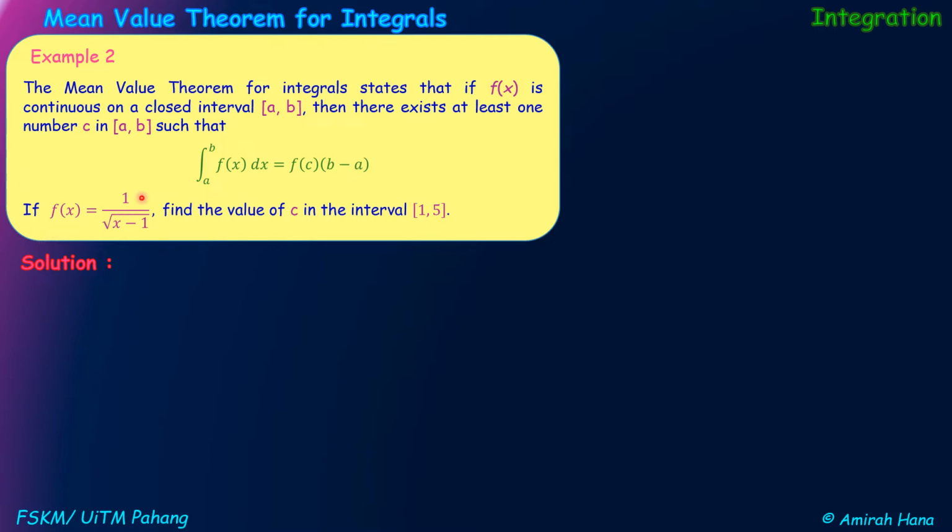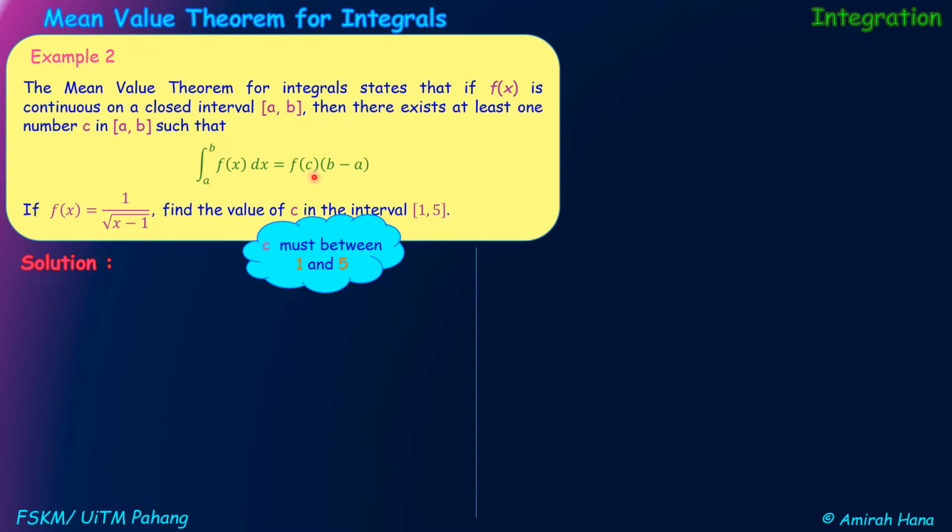If f(x) equals 1 over the square root of x minus 1, find the value of c in the interval [1, 5]. This is the given question. To check whether the value of c is correct or wrong, c must be between the given interval 1 and 5.